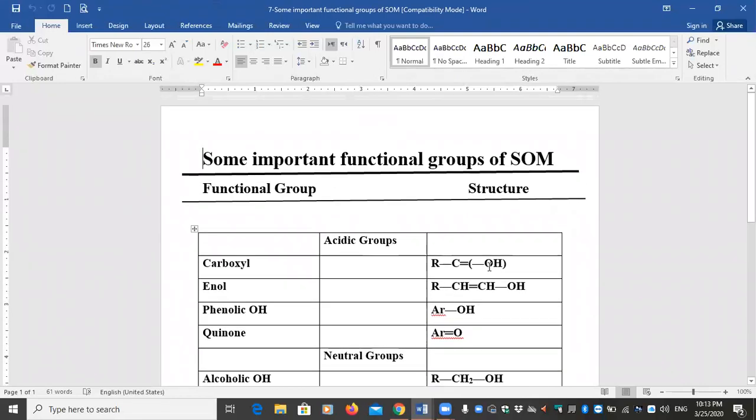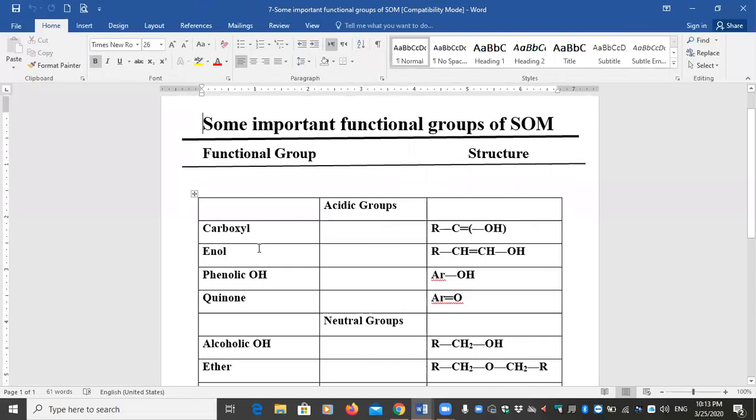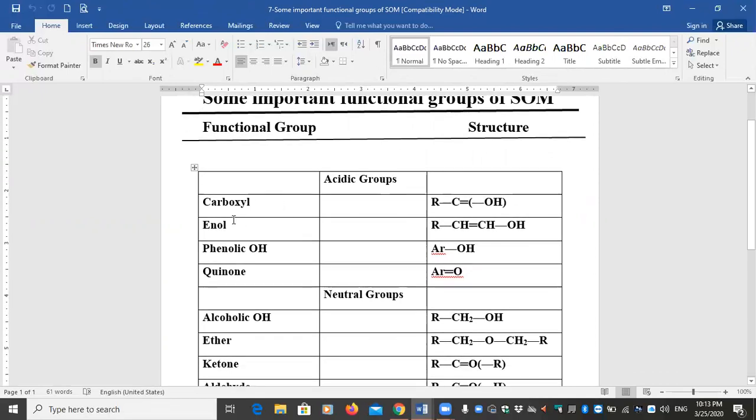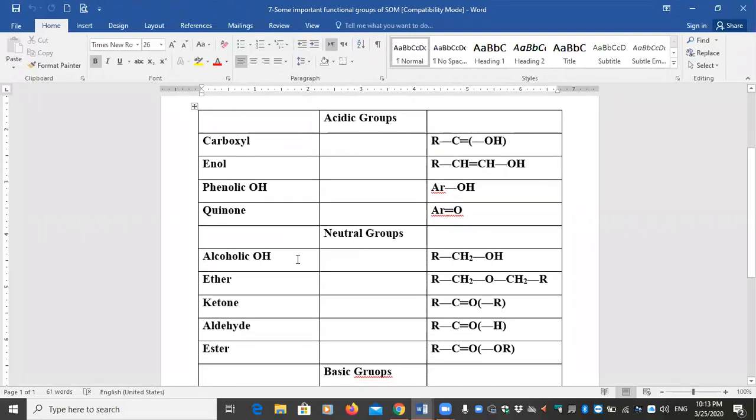Okay, some of the most important characteristics of soil organic matter is it contains functional groups. Some important functional groups of soil organic matter. We have here a table of them with the structure. You have heard a lot of them, and probably all of you have taken organic chemistry. So the carboxyl group, the enol, the phenolic, the quinone, they are in the table. Just look at them, read them, and look at their structure.